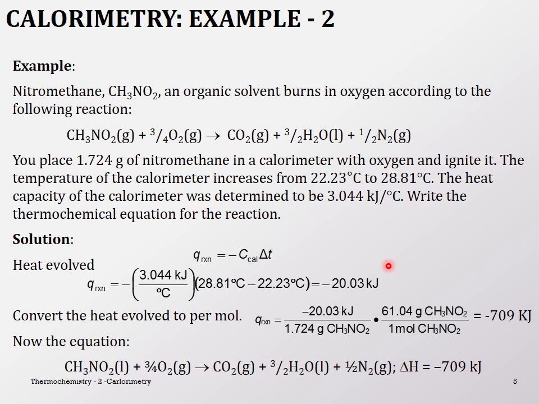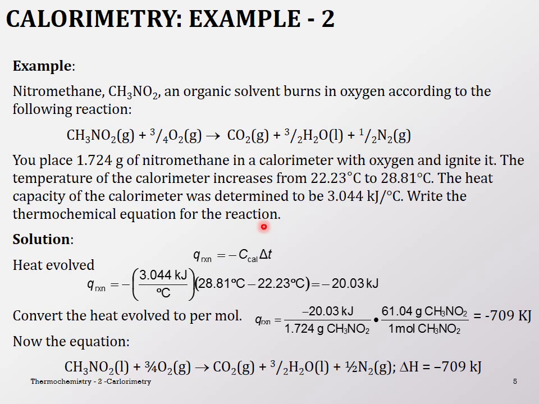So here's another example. Okay, here is nitromethane, an organic solvent, burns in oxygen according to the following equation. And then the mass of the nitromethane is given to you. You place 1.724 grams of nitromethane in a calorimeter with oxygen and ignite it. Okay, the temperature of the calorimeter increases from 22.23 to 28.81. The heat capacity of the calorimeter is given also. Write the thermochemical equation for this.